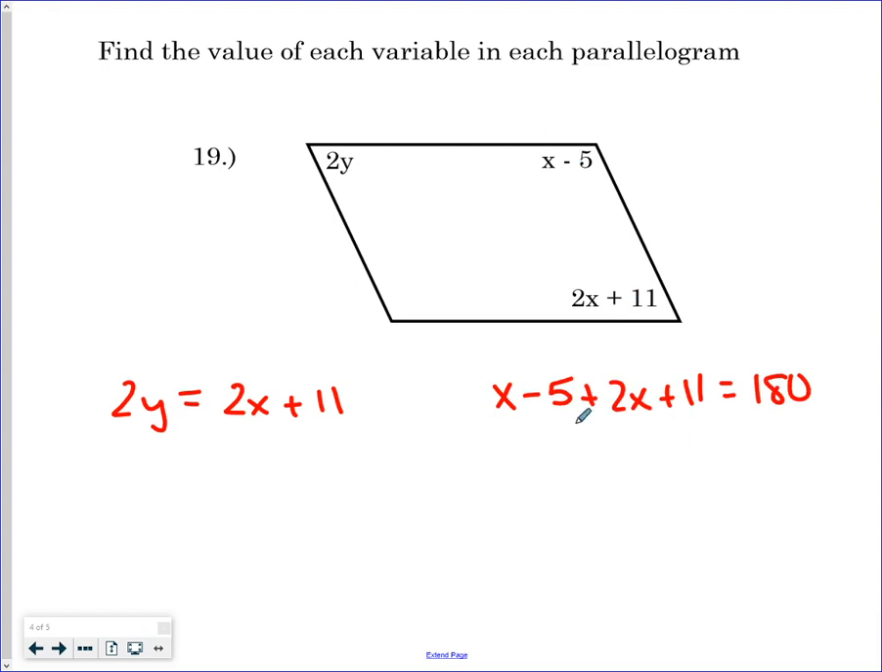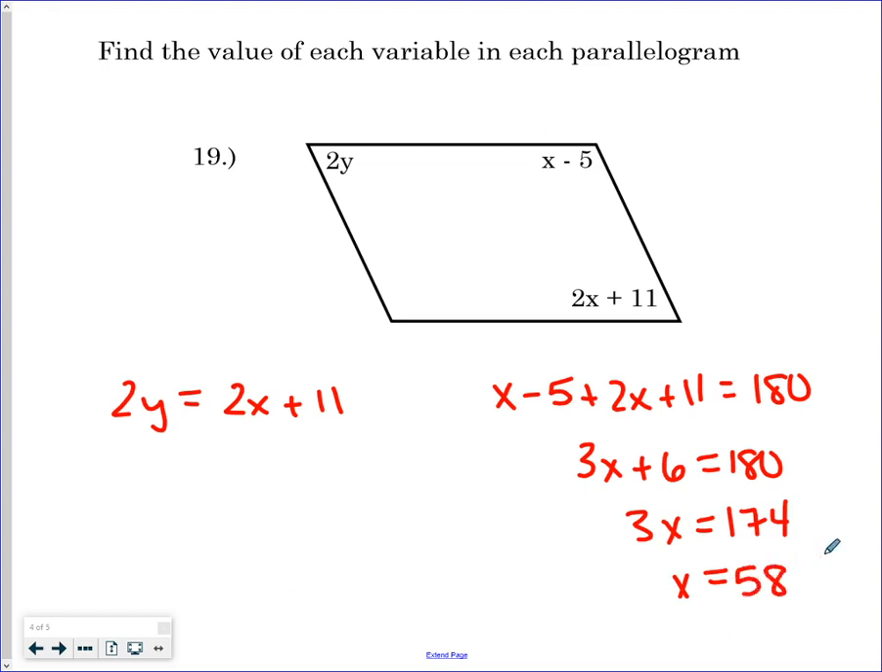So obviously we're going to start here to find x. Okay. So x and 2x is obviously 3x. What's negative 5 plus 11? 6. Plus 6 equals 180. Subtract the 6, so 3x equals 174. Divide by 3, and x is 58. Did I lose anybody there? You guys okay? Pretty easy algebra for us by now, right?